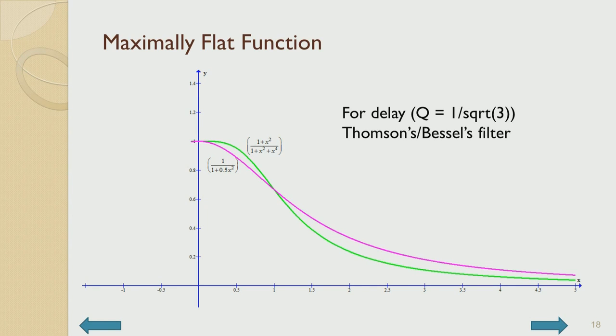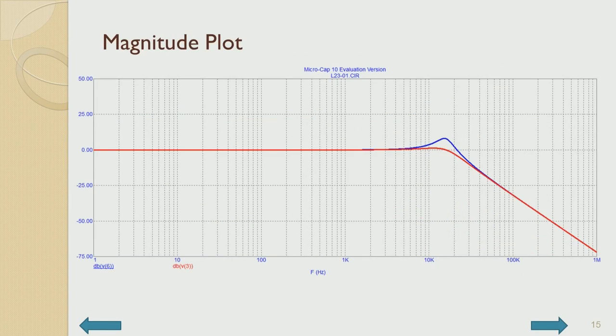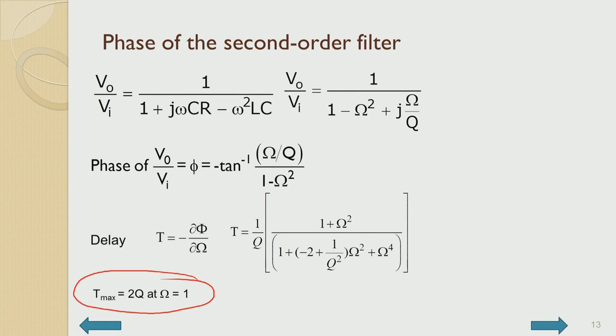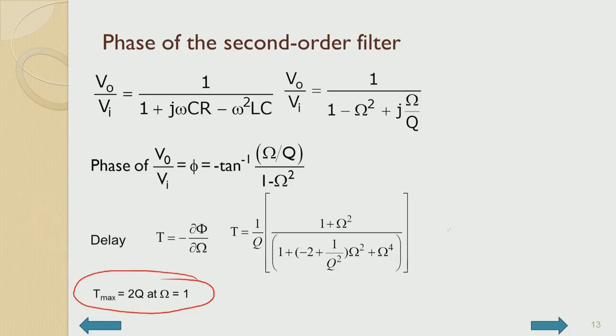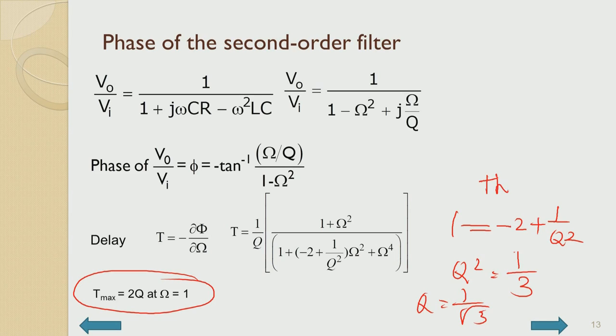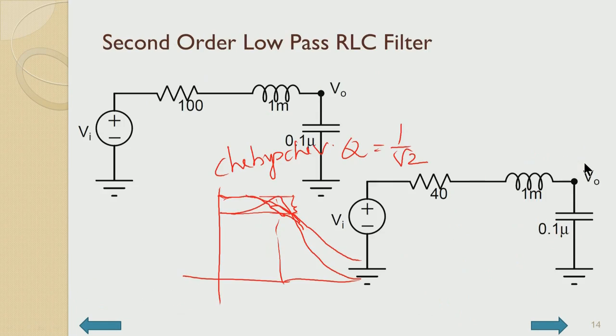As far as designing a filter is concerned, and for delay equalization, you can see that it is only necessary to make this maximally flat. How do you make this maximally flat? You can see that this coefficient is 1 omega square. So 1 is equal to the coefficient here, minus 2 plus 1 over Q squared. So this becomes Q squared equal to 1 by 3, or Q equal to 1 by root 3. That is called a Thomson filter of the second order, or Bessel's filter. So this is what has been designed.